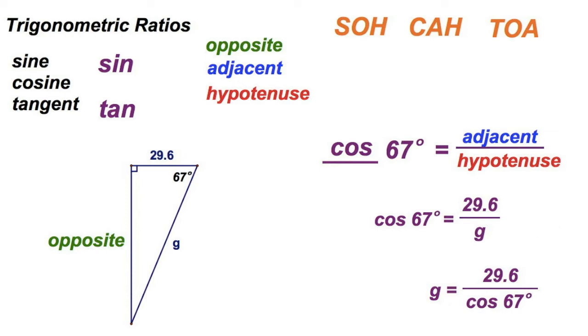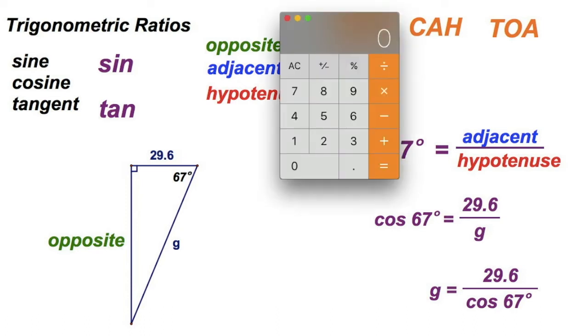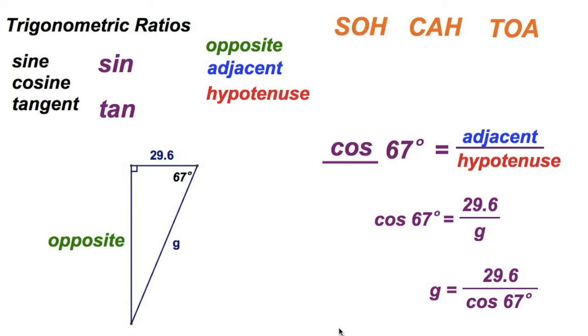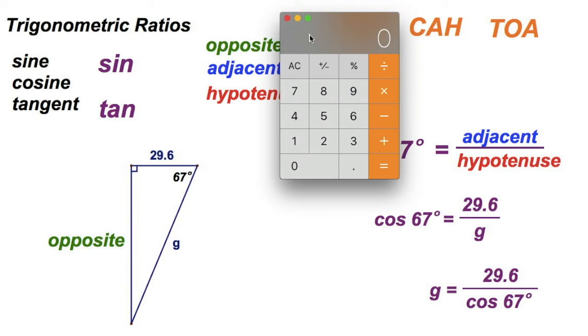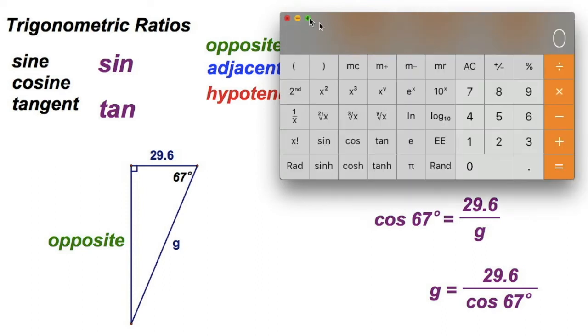Let's go to the calculator on this one. Used a table the last time. And, oops, come on, calculator. We're going to have to get a calculator upgrade here. Turn your phone sideways, and there you go. You've got 29.6, and we're going to divide by the cosine of 67 degrees.